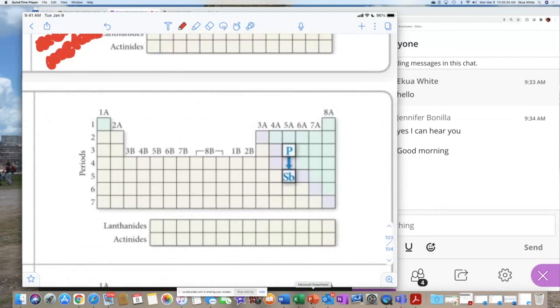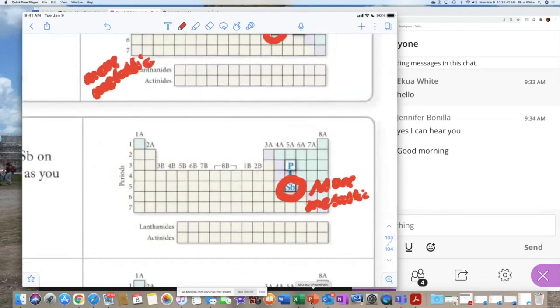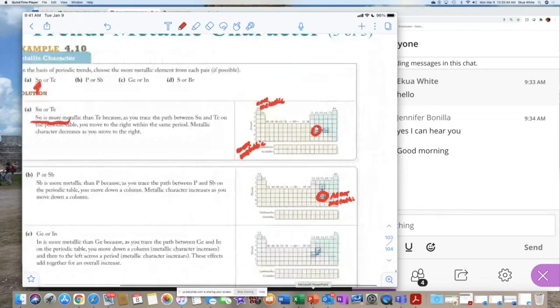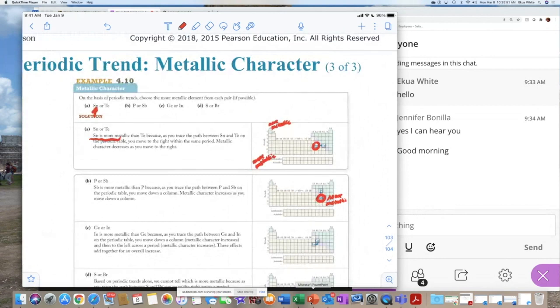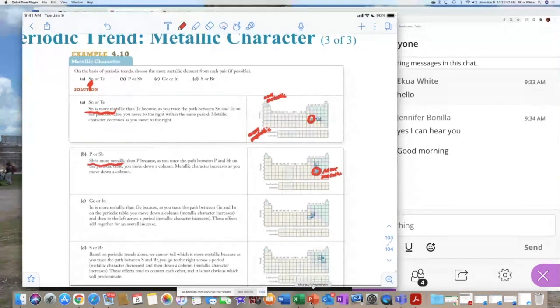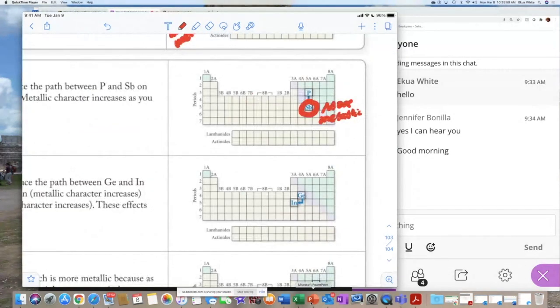Okay, between these two, P and Sb. Once again, have a periodic table that has all the symbols and stuff. Further down is more metallic. So I'll say this one here is more metallic, because it's a lot closer to the area that is more metallic. So yeah, we have that more metallic. Feel free to read the extra information.